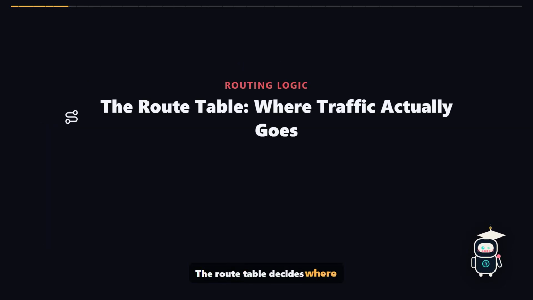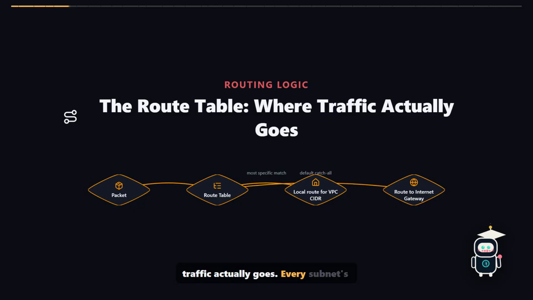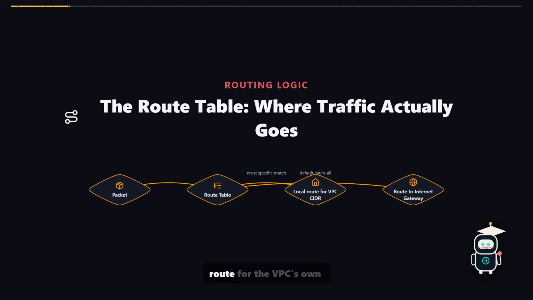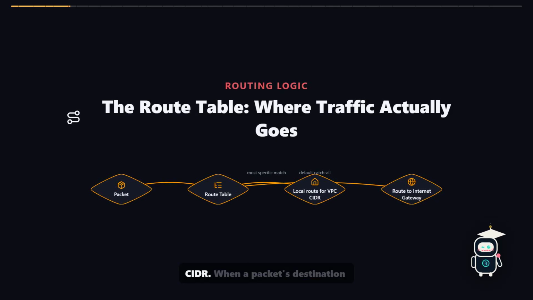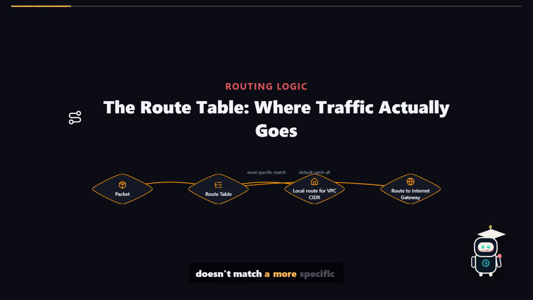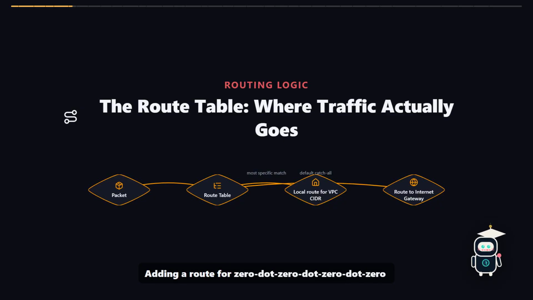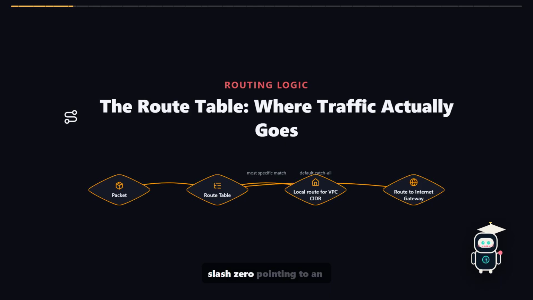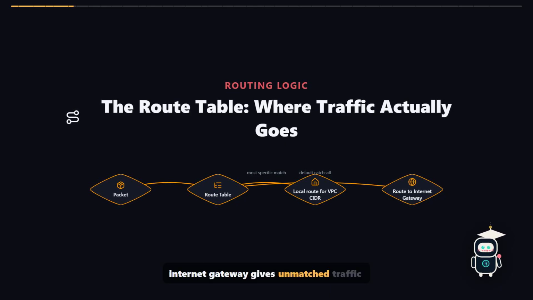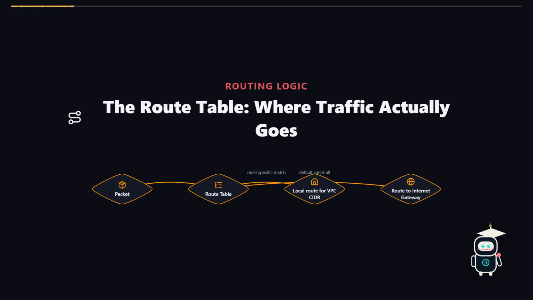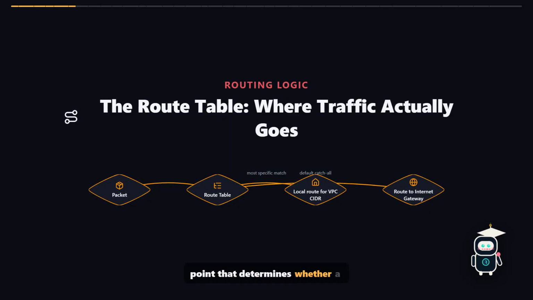The route table decides where traffic actually goes. Every subnet's route table includes a local route for the VPC's own CIDR. When a packet's destination doesn't match a more specific route, AWS falls back to the most specific match available. Adding a route for 0.0.0.0/0, pointing to an internet gateway, gives unmatched traffic a path to the internet. The key habit when you're troubleshooting a subnet is to check its route table first. The route table is the control point that determines whether a subnet has a public path or stays private.